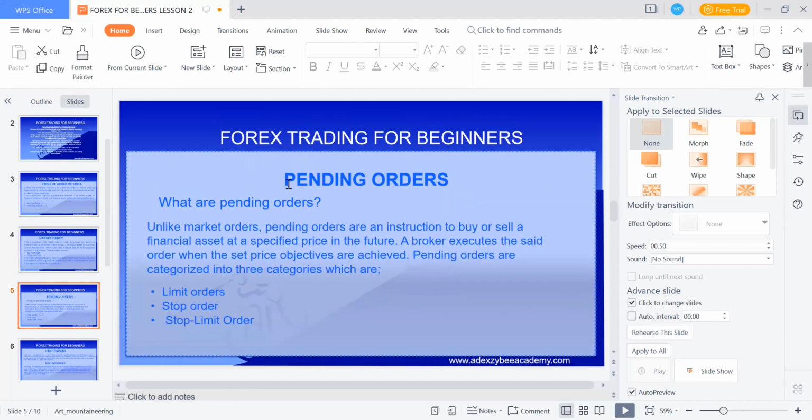Now, the next one is pending order. When we say something is pending, what does it mean? It means that it's not going to start immediately. Okay? When you pend something, that means you want to do it later, right? You are not doing it instantly. That's what pending is all about, right?